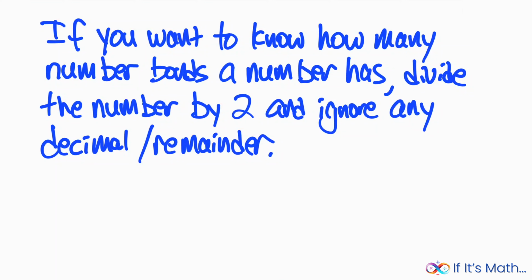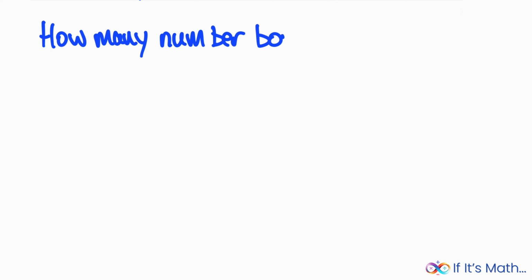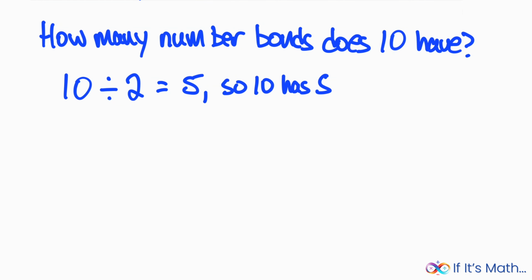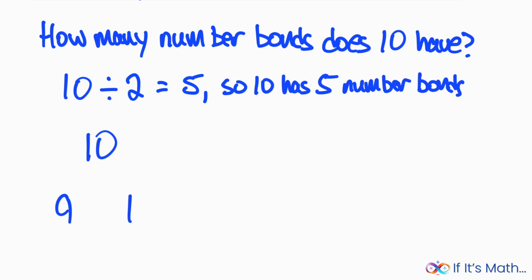Let's think about an example here as well. If you want to know how many number bonds the number 10 has, 10 divided by 2 is 5. So 10 has 5 number bonds. It's that straightforward.